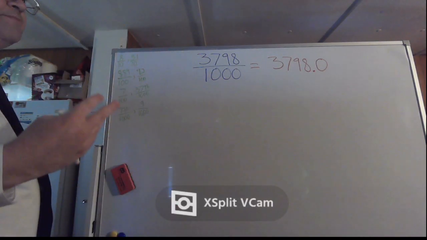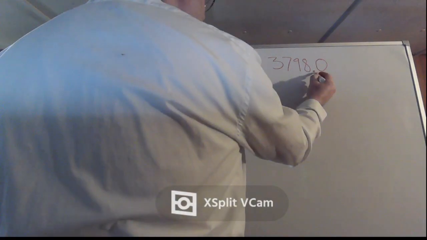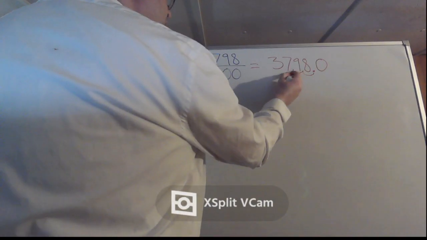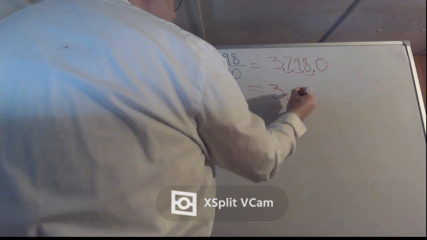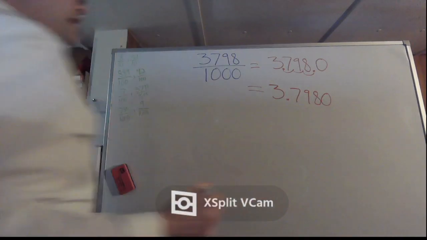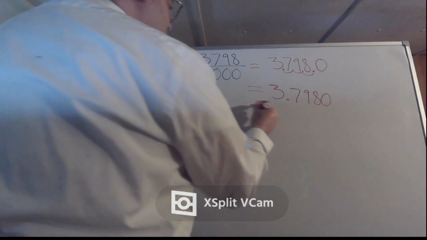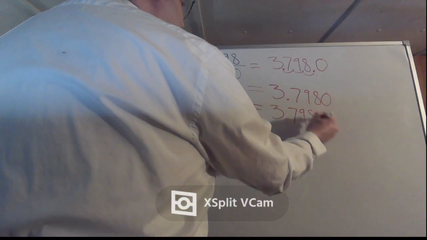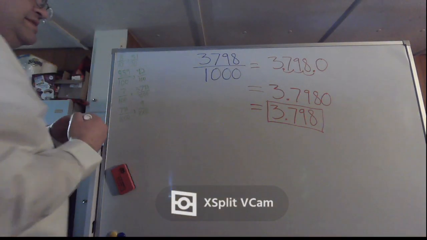We see 3. That means we have to go to the left 3 decimal places. So we'll go back 1, 2, 3. So your answer is going to be 3.7980. However, we have an unnecessary 0 in the 10,000ths place, so we can truncate that. We will just end up with 3.798. That would be your final answer, 3.798.